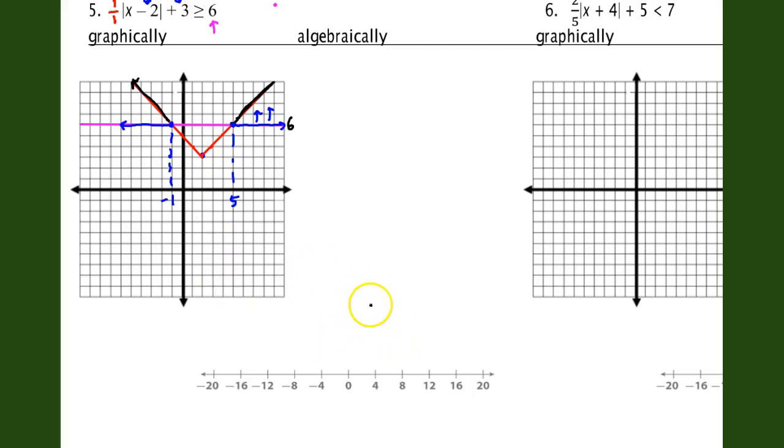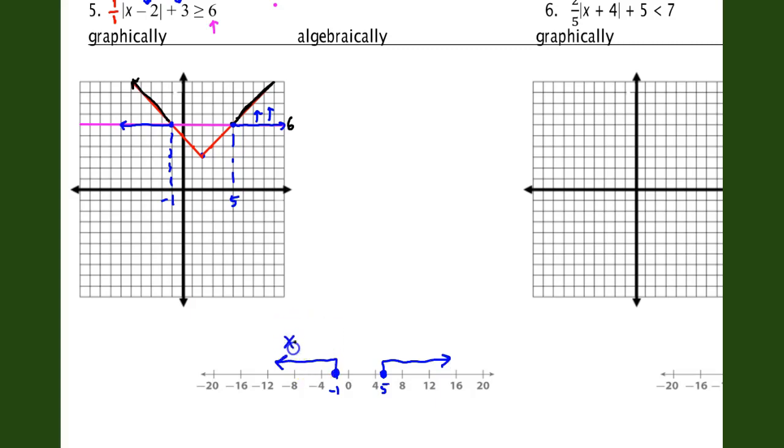So graphically, we could put this down here and say, this is -1, all values from -1 and to the left, and then at 5, all values of 5 and to the right.